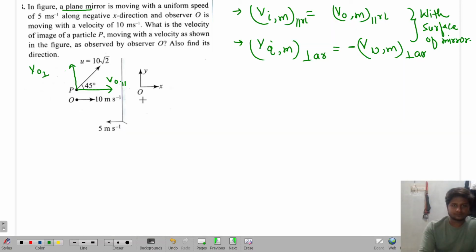Sir, the answer is 10 times root 5 minus 1. Question number 8. It is minus 30 i cap plus 10 j cap. Okay. It is also asking about the direction. Should I solve it?